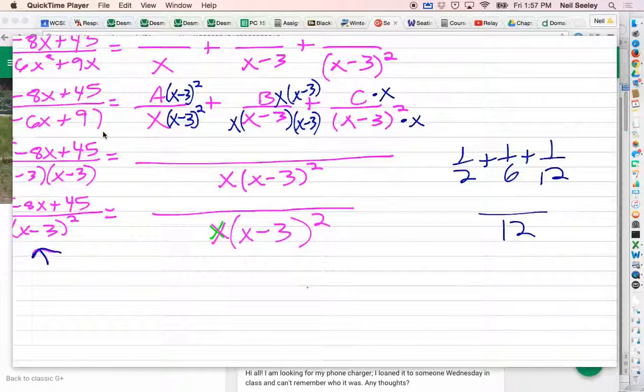That's the same thing we're seeing up here. I didn't make my denominator x times (x minus 3) times (x minus 3) squared. I didn't just take the product of the three denominators and put that down here. x times (x minus 3) squared is like a least common multiple. It's something I can make them all into by multiplying by a little something else. So it's pretty easy. Okay.